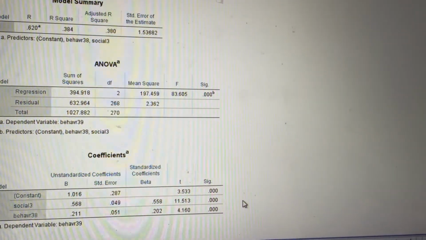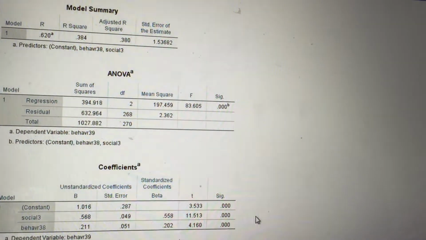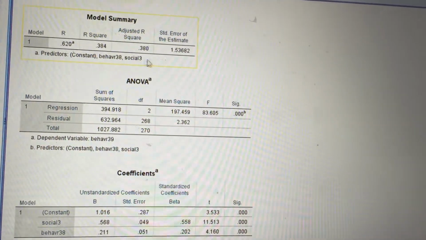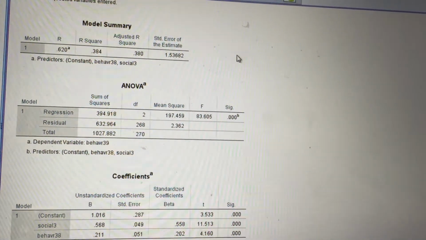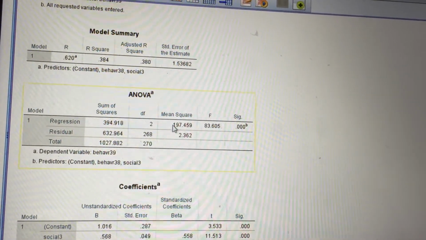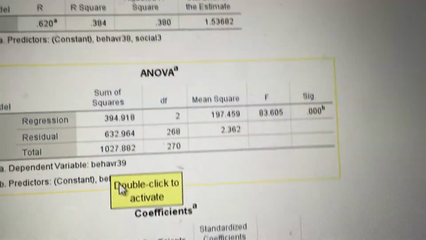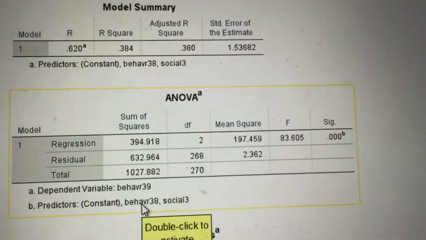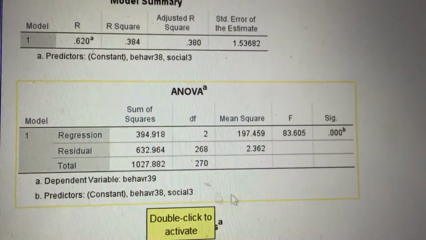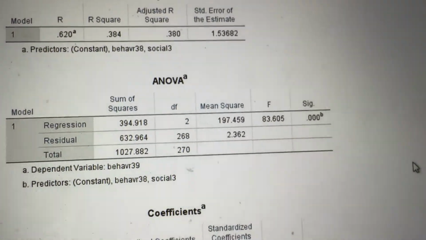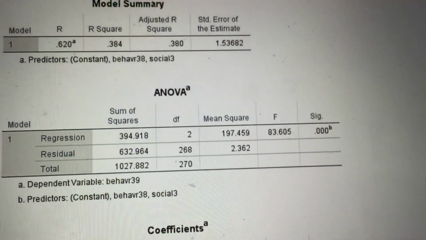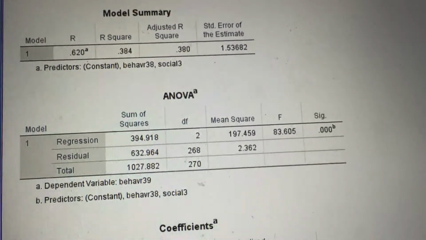And number D, the amount of variability in the dependent variable that is explained by the independent variables. Again, that is the adjusted R-square. Approximately 38% of somebody's intention to illegally download music in the future can be predicted by behavior 38, I often download the entire CD, and social 3, my friends. What is it specifically? It says downloading music from illegal sites is a common practice among my friends.